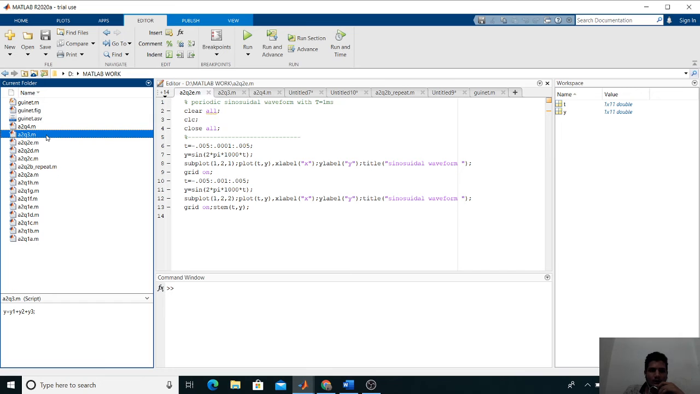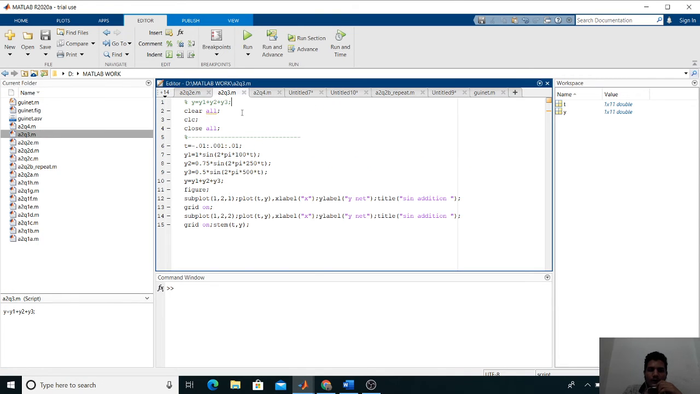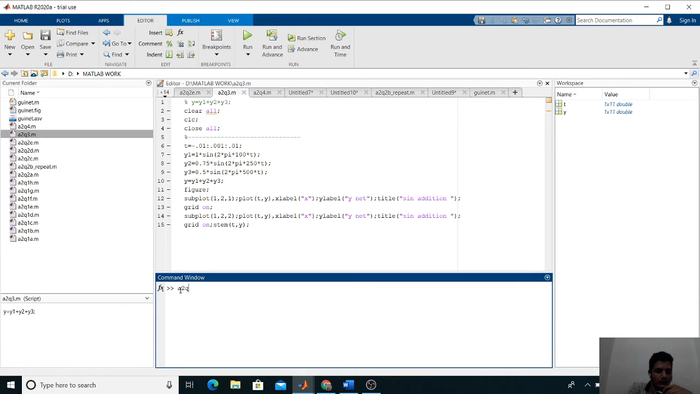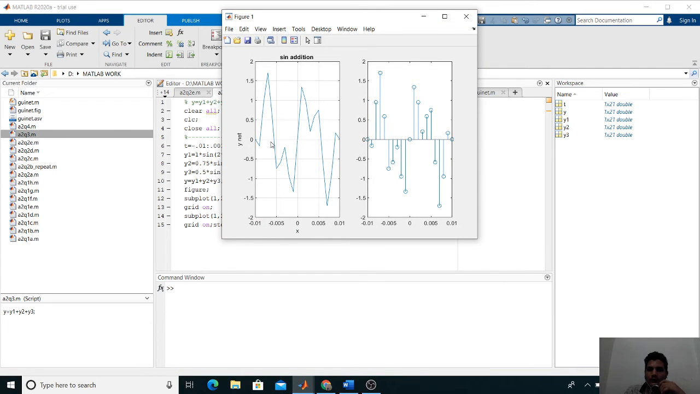First question, third part. Here we have nothing to do, simply we are given three sinusoidal waves: the first with amplitude 1 and frequency 100, the second with amplitude 0.75 and frequency 250, and the third with amplitude 0.5 and frequency 500, and we simply have to add them. I have written the code for this. Let's run it and see Q3. Okay, it's coming out like this graph.